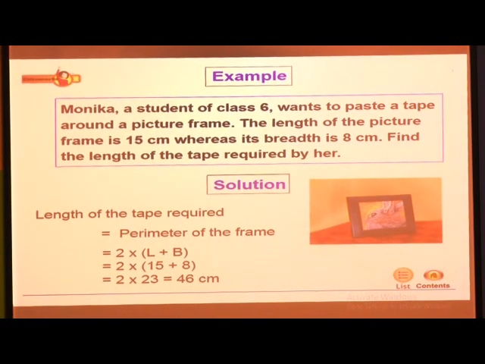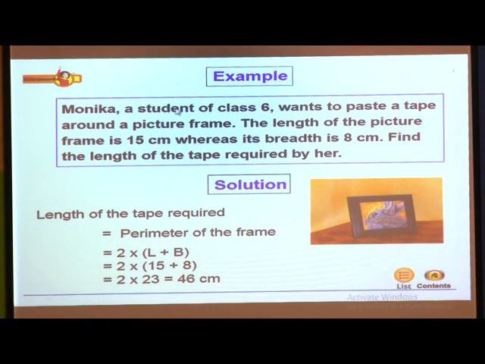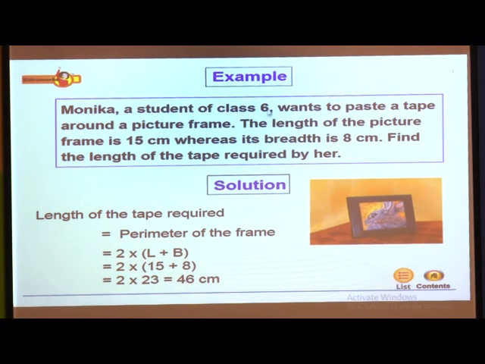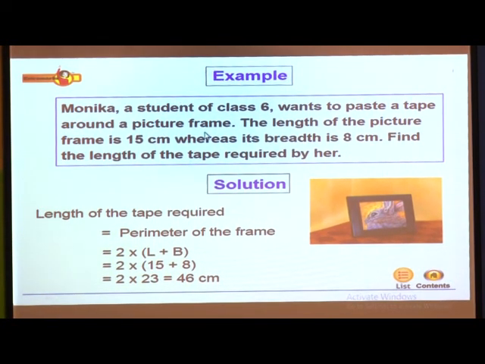Let us solve one more example. Monica, a student of class 6, wants to paste a tape around a picture frame. The length of the picture frame is 15 centimeter, whereas the breadth is 8 centimeter. Find the length of the tape required by her.